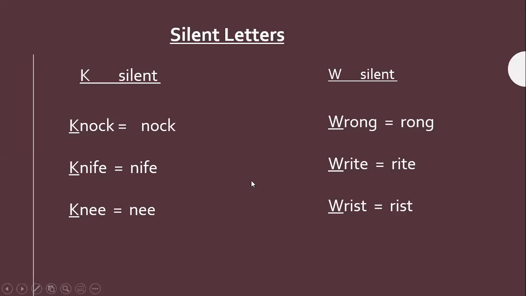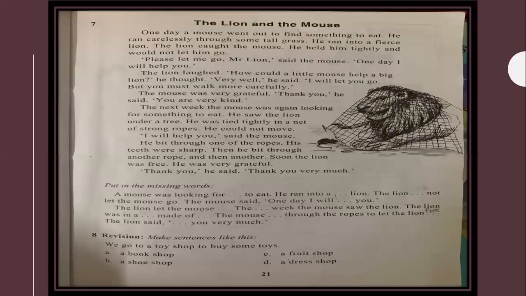Okay, good. Now move to the next page. This is page 21, exercise 7 of the same chapter, number 4. What is this? This is a story about the lion and the mouse. It's a very familiar story. Many of you have already read it or have seen cartoons and movies on it. It's a very simple and interesting story. Let's read.